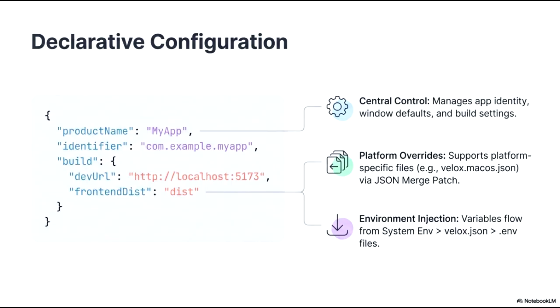Lastly, the system facilitates environment injection. It establishes a clear hierarchy for variable flow, pulling from system environments, the primary configuration file, and local .env files. This multi-layered injection ensures that configuration remains flexible, secure, and easy to manage across all development stages.